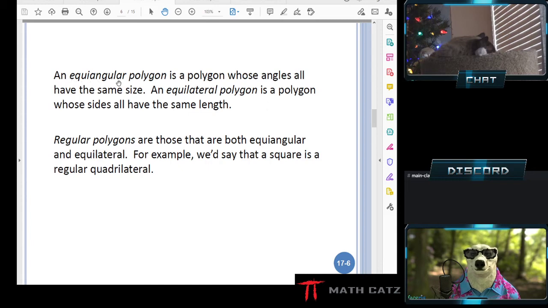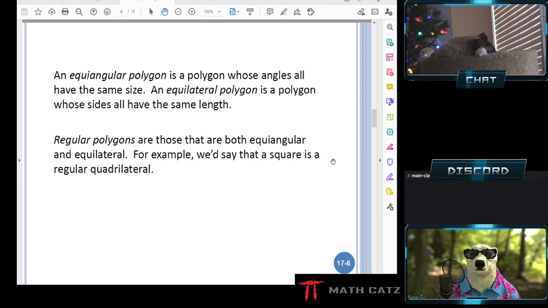So an equiangular polygon is a polygon whose angles are all the same size. An equilateral polygon is a polygon whose sides all have the same length. And a regular polygon, let me just finish it, is a polygon that's both of those. Equiangular, all the same angles, and equilateral, all the same side lengths.